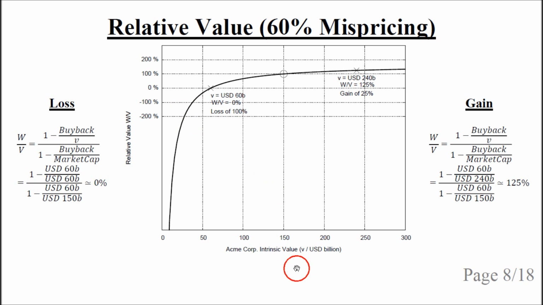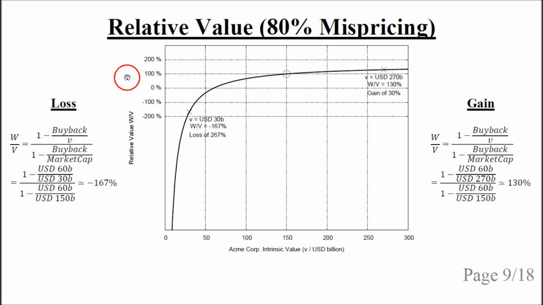So even though the market cap after the share buyback is $90 billion, the intrinsic value is 0, and hence the relative value of the share buyback is 0, which is a total loss, or a loss of 100%. Now consider the relative value for an 80% misprice. So either the intrinsic value is $270 billion, or the intrinsic value is $30 billion.